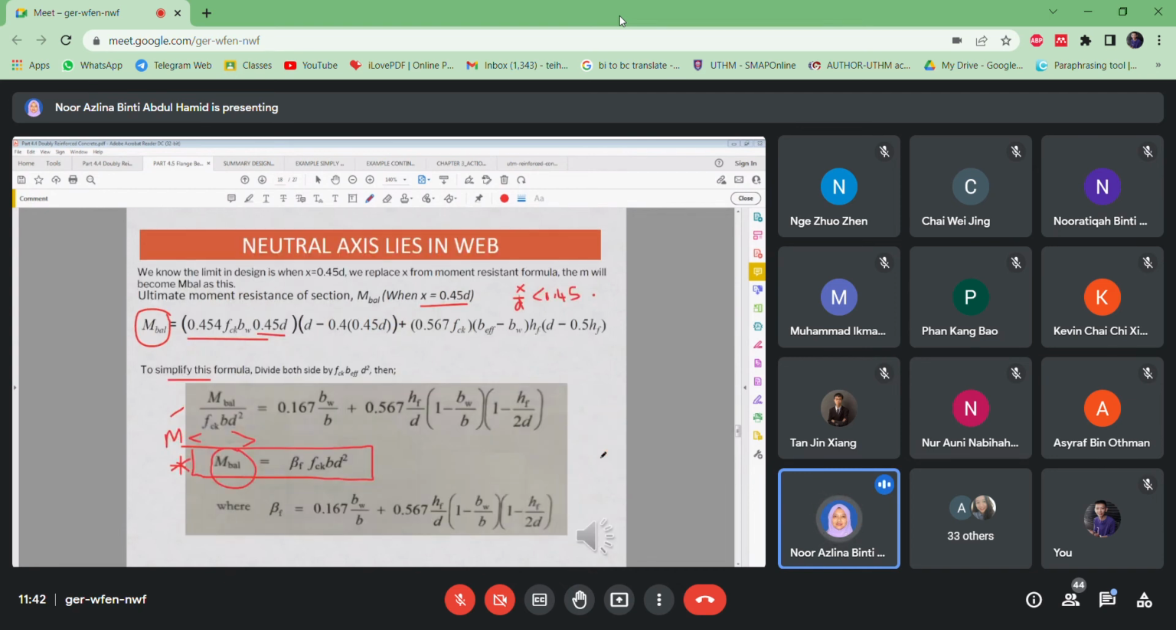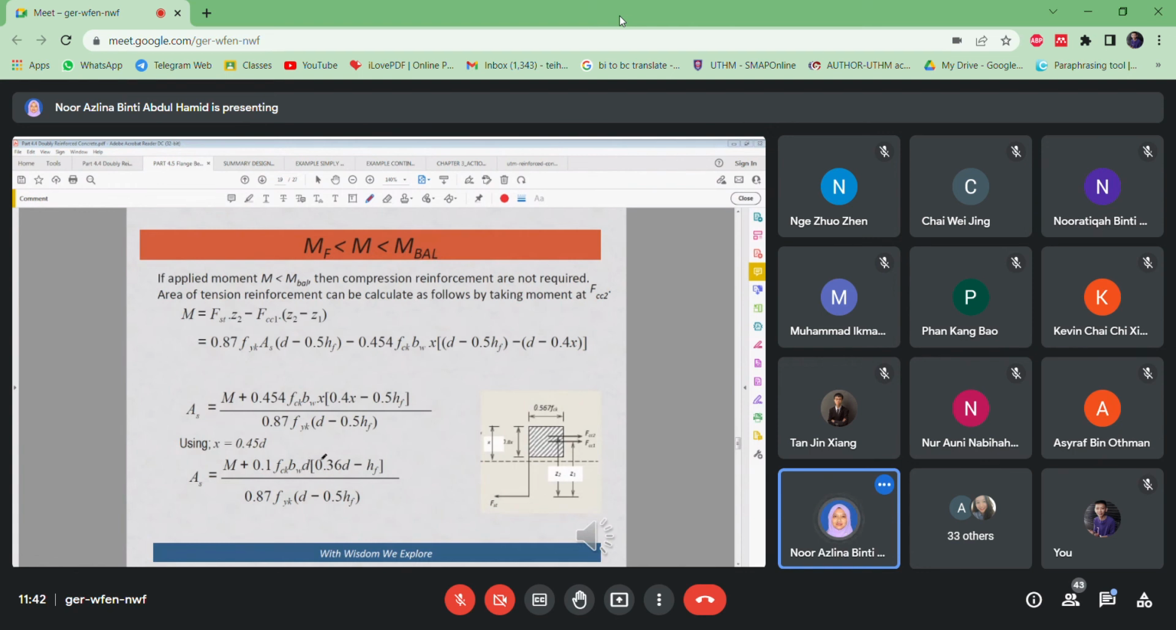Okay, so the second thing, that means you need to do the checking with the M balance here, which is beta F here. Beta F is from this equation. So you kena masukkan lah, senang je ni equation ni, BW, B effective, HF, and then D effective here. So masukkan beta F, you get the value of M balance here.